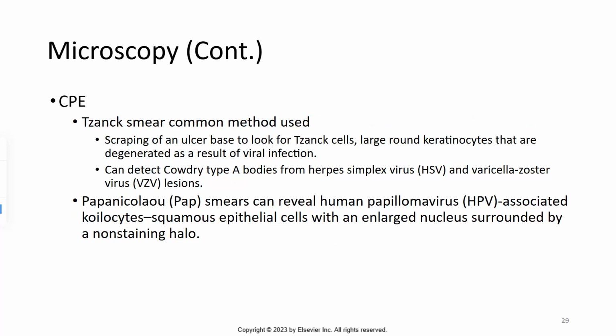A Tzanck smear is a common method used, scraping of an ulcer base to look for cells, large round keratinocytes that are degenerated as a result of viral infection. Can detect Cowdry type A bodies from herpes simplex virus and varicella zoster virus lesions. Pap smears can reveal human papillomavirus associated koilocytes, squamous epithelial cells with an enlarged nucleus surrounded by a non-staining halo.